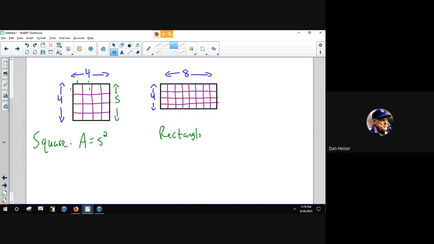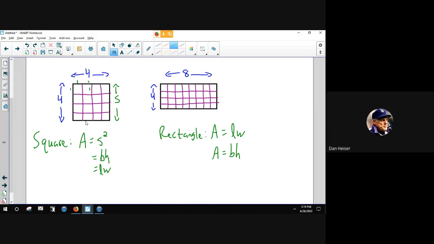And you may have been told a long time ago that the area of a rectangle is simply length times width. But now you know why it's length times width. You could also say it's base times height. You could think of this as a base. You could think of this as a height, because this does make a right angle. And you could use that as well. Just like here, you could use any of those.